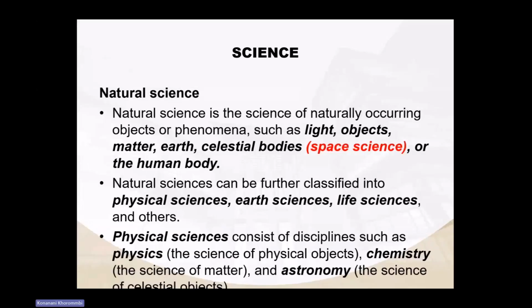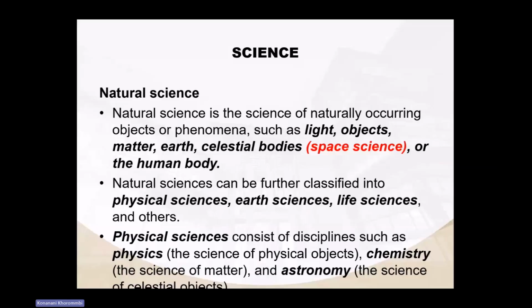Then we want to look at these categories, natural science and social sciences. Let's just look at what natural science is. And this is the science which is considered the science of naturally occurring objects or phenomena, such as light, objects, matter, earth, celestial bodies, referring to space science, or the human body. All of these is what can be grouped under natural sciences. Most of them that I've referred to here in this statement are appearing in nature.